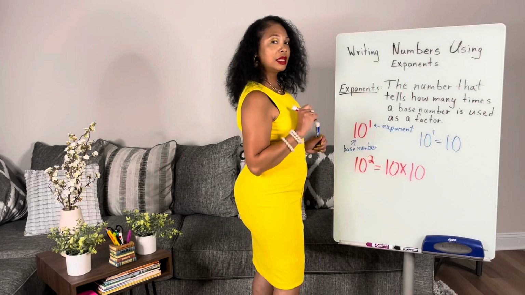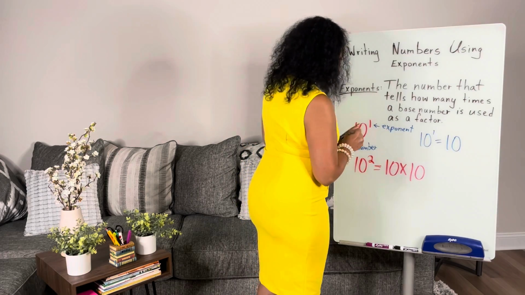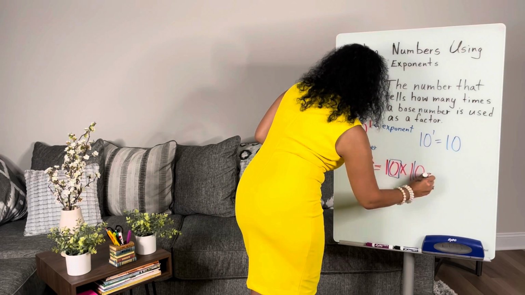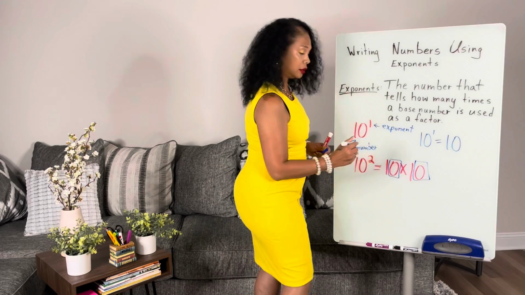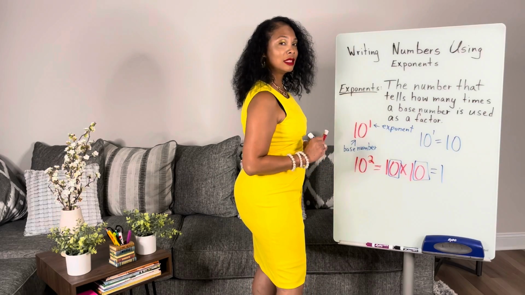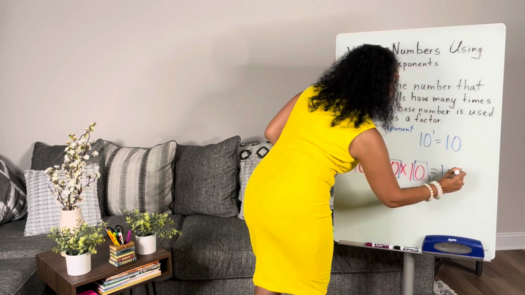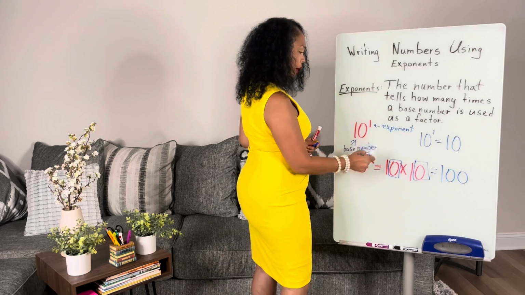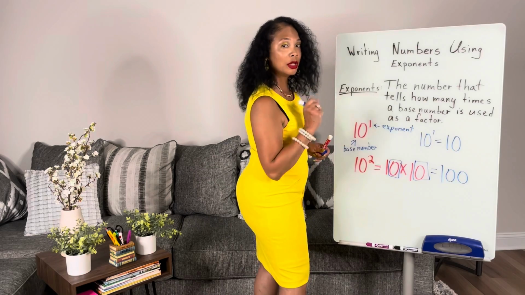And 10 times 10 equals what? What do we remember? We can box the zeros in both factors. 1 times 1 equals 1. And how many zeros did I box? That's right, 2 zeros. 1, 2. 10 times 10 equals 100. So 10 to the second power equals 10 times 10, and 10 times 10 equals 100.